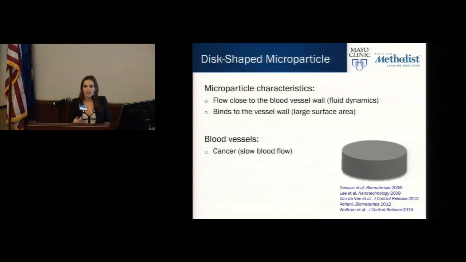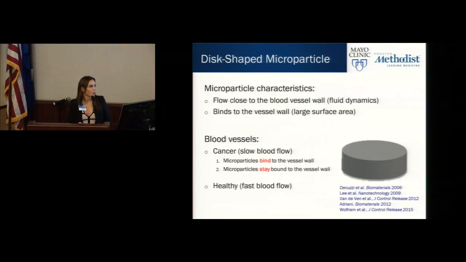So if we take a look at what happens in cancer vasculature, the microparticles will bind to the vessel wall, and then they will actually stay bound to the vessel wall. However, in normal vasculature, the microparticles will still bind because they're designed to do this, but because the blood flow is faster, it will cause the particles to dislodge. So here the dislodging force is higher than the attachment force.